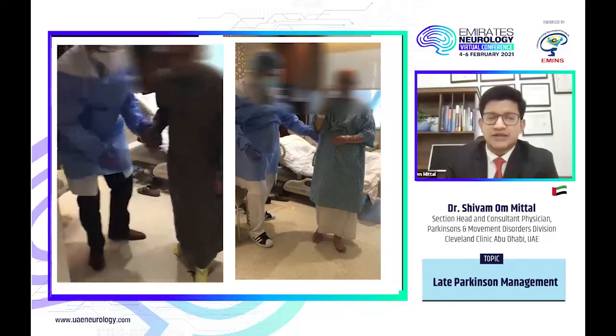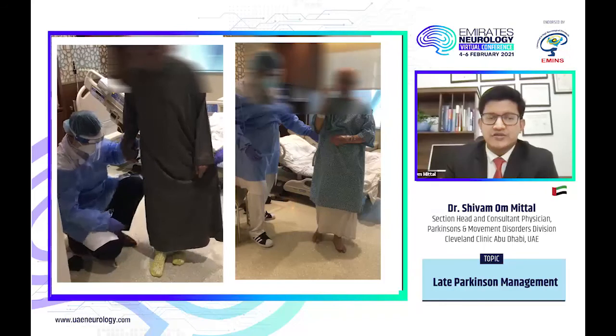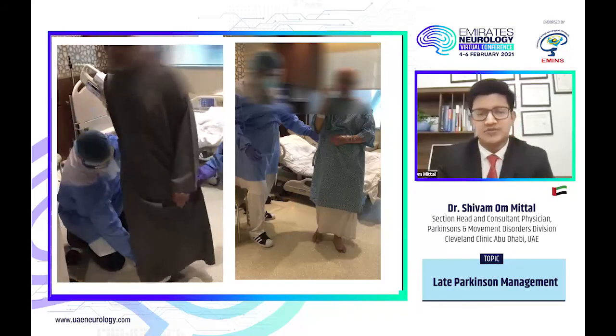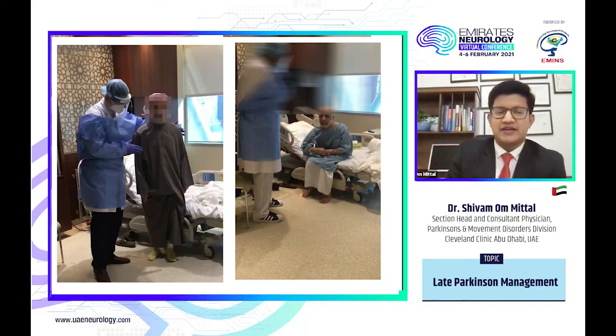Walking very slowly. He had a lot of falls because of the freezing. One trick is to always try visual cues in these patients and see whether they improve or not. So you can see he can take a step very easily after you keep a pen in front of his foot. That is a visual cue for gait freezing.